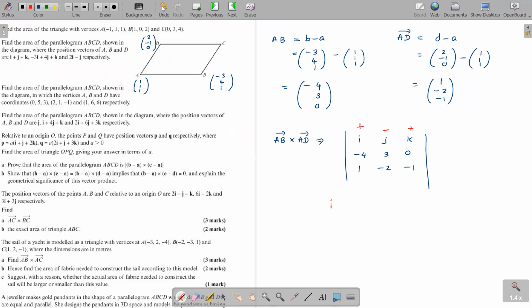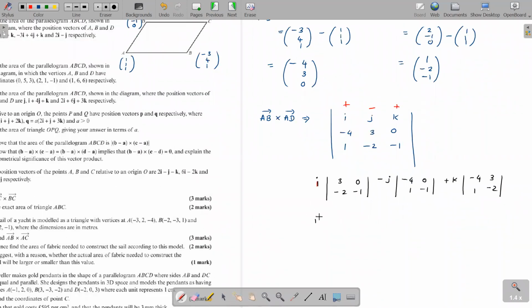i times (3 times minus 1, minus 2 times 0), minus j times (minus 4 times minus 1, minus 1 times 0), plus k times (minus 4 times minus 2, minus 1 times 3). Are you with me?